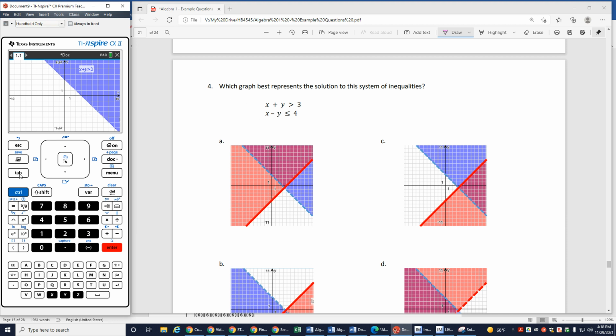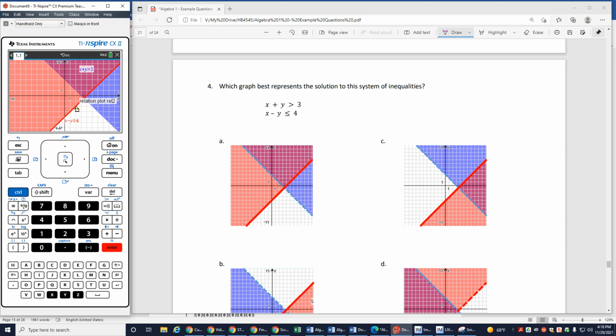And then I want to do the next one. So I'm going to hit tab, and it says, oh, you've been putting in relations instead of functions. So we'll do that again. X minus y. Oops, I don't know if that was minus or negative. X minus y. And then control enter is less than or equal to 4.